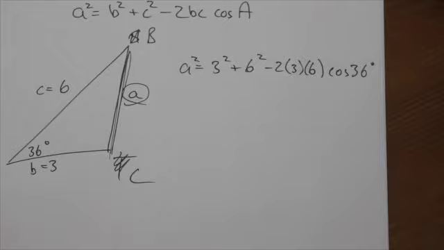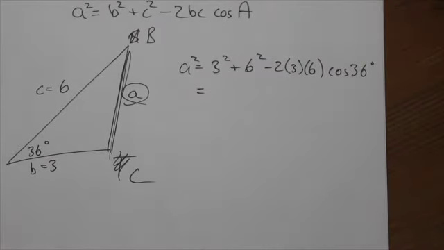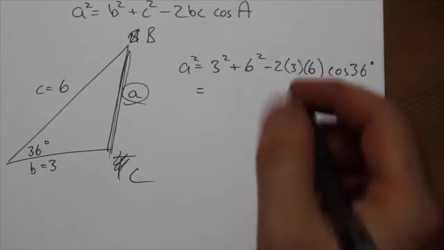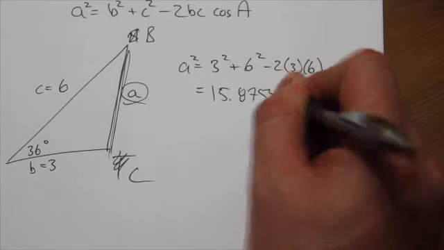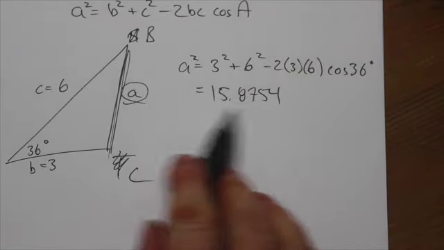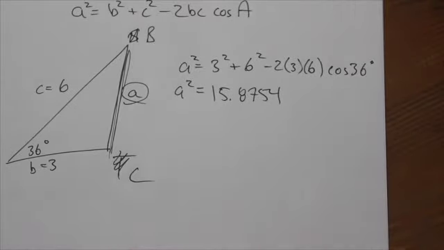So now we go to the calculator and we're going to plug that in, so that will be 9 plus 36 minus 2 times 3 times 6 times the cosine of 36, and we get that this is equal to 15.8754. Now it's a really common mistake to stop right there and to think that you've solved it.